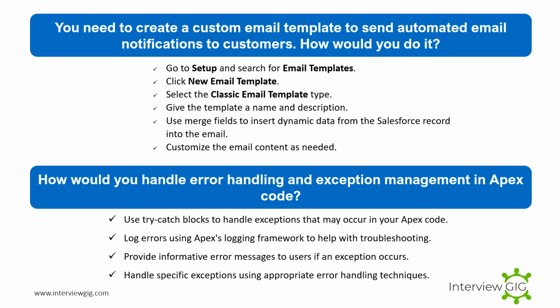You need to create a custom email template to send automated email notifications to customers. How would you do it? Go to Setup and search for Email Templates. Click New Email Template. Select the classic email template type. Give the template a name and description. Use merge fields to insert dynamic data from the Salesforce record into the email. Customize the email content as needed.